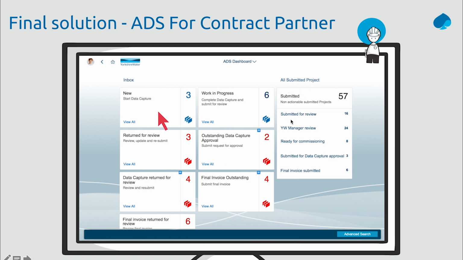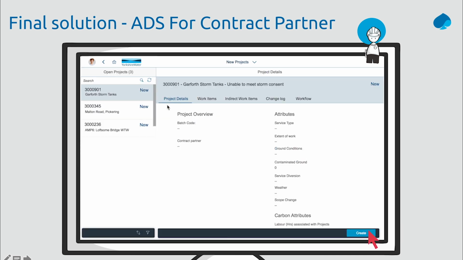And then we've also got a flow to say what stage each part of the user journey, the actual contract, the solution is on. So submitted for review, there's 16, and it's gone to the Yorkshire Water manager, there's 24 of your own solutions. So if I go into new, you'll then see a list of the 3 contract projects that are available for them to be able to start working on.